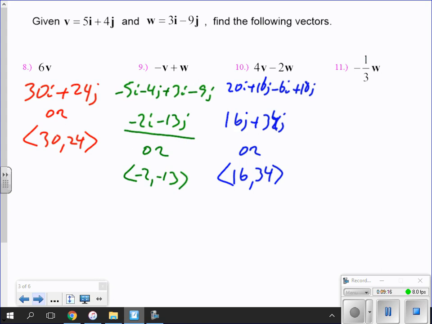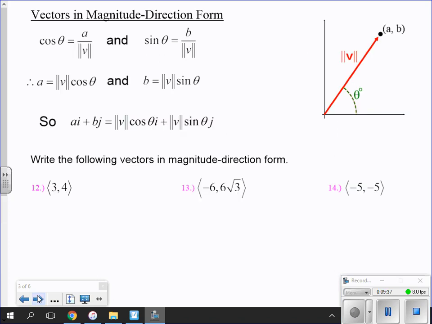You multiply those times negative 1/3, so that gives you negative 1i plus 3j, which would be negative 1, 3. Either one of those would be acceptable. And I'm going to take a short pause. Okay, here we go with the next page.